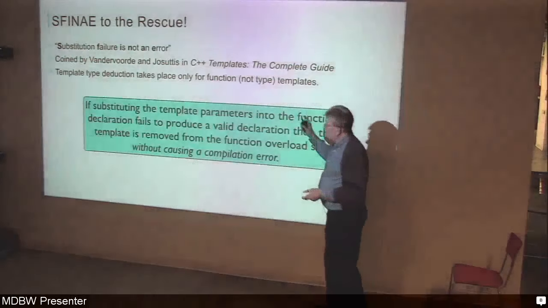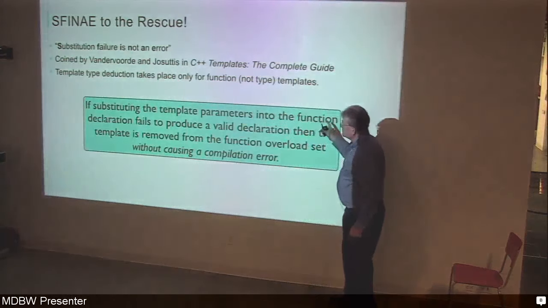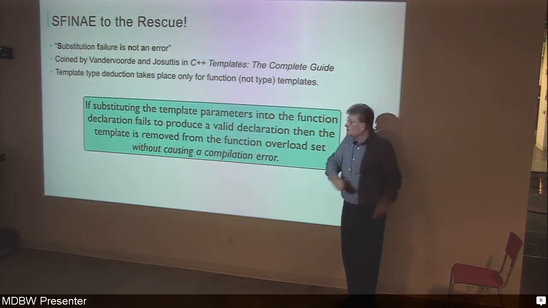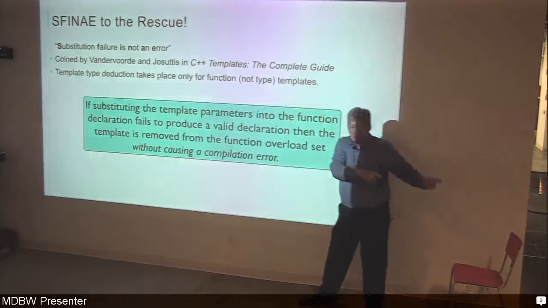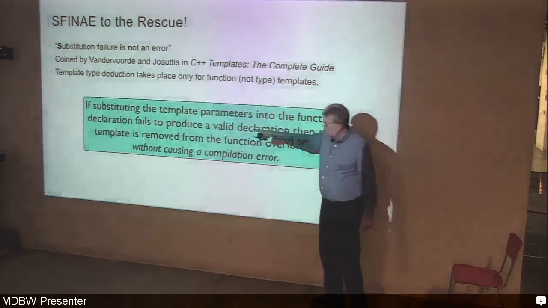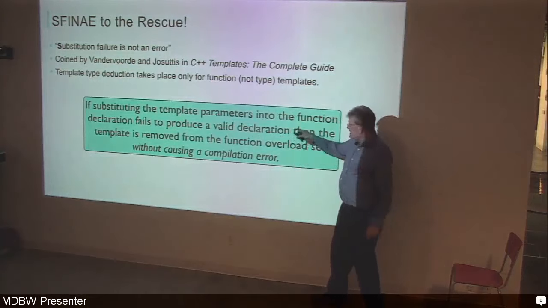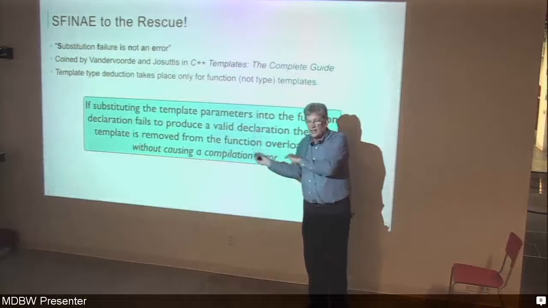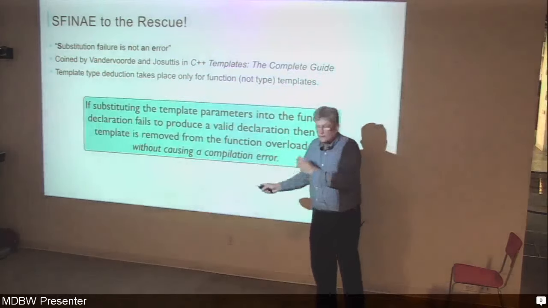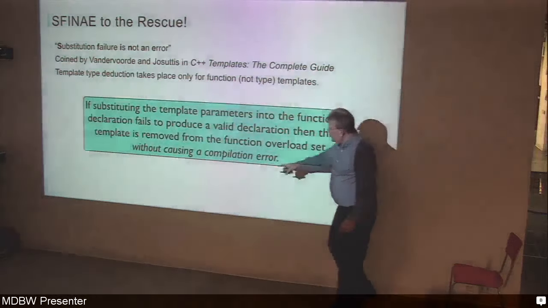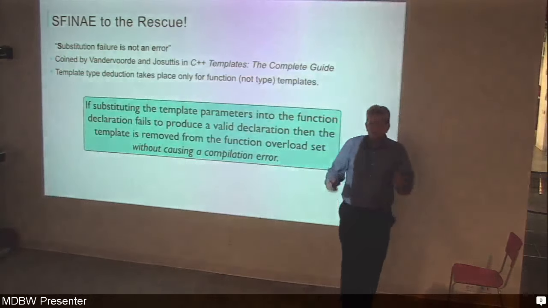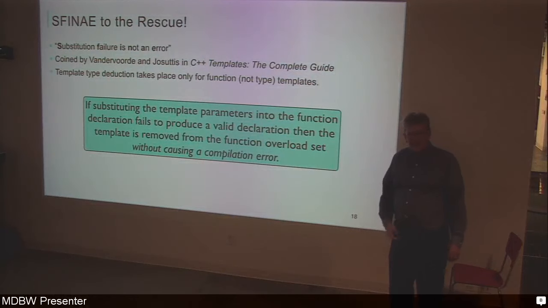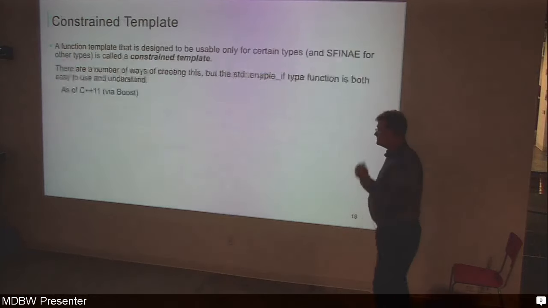So if substituting the template parameters into the function declaration fails to produce a valid declaration, in other words, taking the parameters that you've passed in your code and trying to substitute those into the template declaration, if that fails to produce a valid declaration, then the template is removed from the function overload set. This foo doesn't count. I'm going to look for other foos, but not this one. So it's removed from the function overload set without causing a compilation error. That's what SFINAE means. Now, that doesn't seem very helpful to what we're trying to do, but it turns out it's the key to solving this problem.